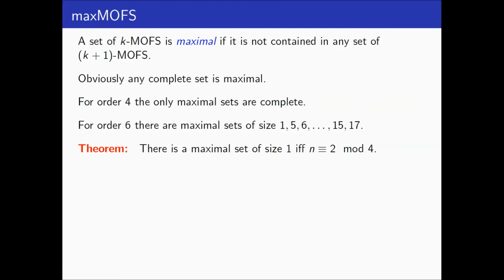Towards that end, I can tell you that there is a maximal single square if and only if your order is 2 mod 4, and I will give you the construction in a few slides' time, and it's unique up to isomorphism. It's very simple to see that is the case. It's a lot harder to show that nothing of order 0 mod 4 is maximal on its own. That's actually a bit of work.